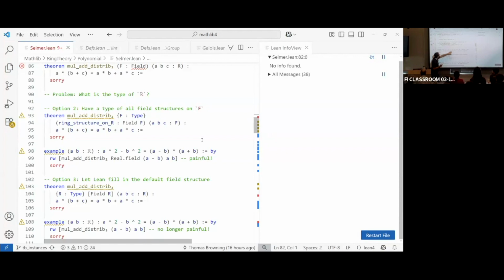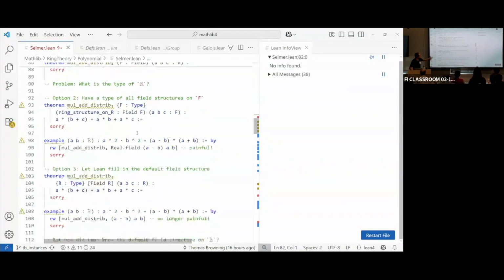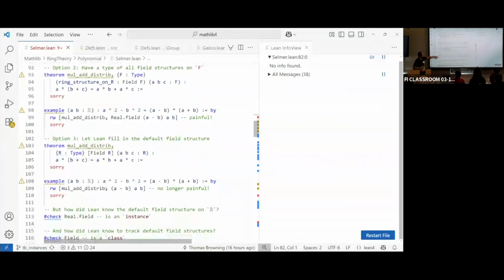You could do it, but every single time you apply the lemma, you would have to say, by the way, I'm using real.field, which is the field structure that we constructed on the real numbers. So this is why we have type classes, because this is painful, but it doesn't have to be painful. There's only one field structure on the real numbers that we would ever want to use. So we tell Lean with type classes that that's the field structure we want to use. That's really what type classes are for.